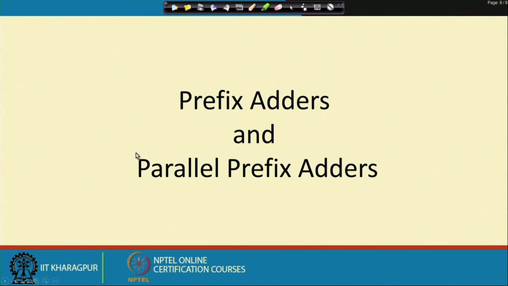So, that is the advantage of the Ling adder, and its starting point is the carry lookahead adder. Then in the present days we basically use prefix adders or parallel prefix adders.